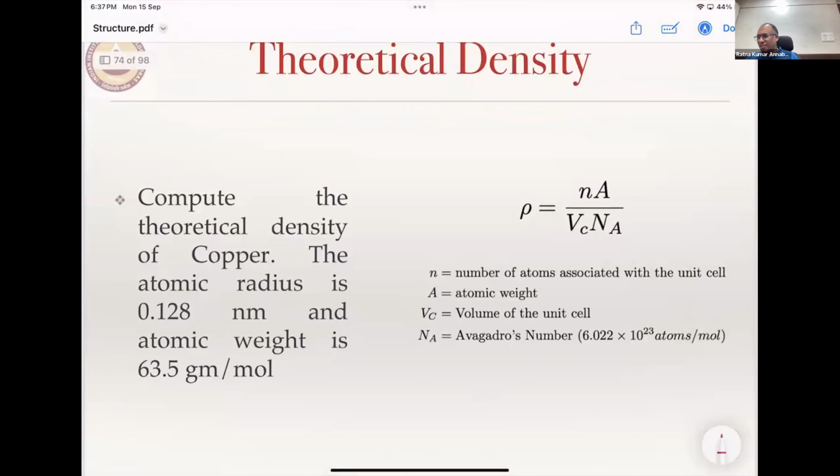Now we define something called the theoretical density of a material. Suppose you take copper. One can find the atomic radius of copper to be 0.128 nanometers, and the atomic weight of copper is 63.5 grams per mole. That means 1 mole of copper weighs 63.5 grams. Do you understand the meaning of 1 mole?